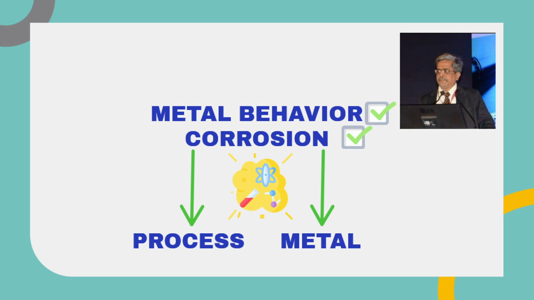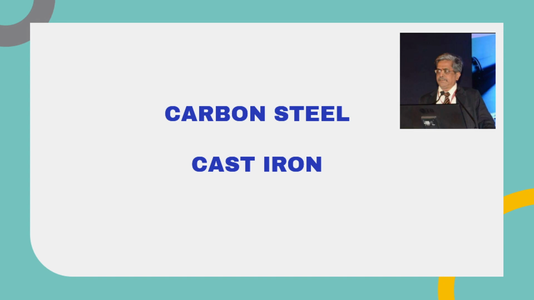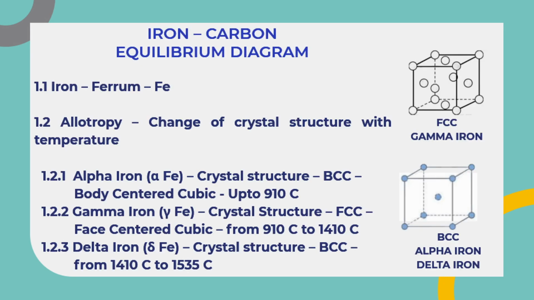Today I will discuss carbon steel and cast iron. In that process I will discuss the iron carbon diagram. Before I go into further details of the iron carbon diagram, I need to explain a few basic terms. Steel, in which carbon mainly controls the mechanical properties, is called carbon steel. Now carbon steel can have carbon up to 2% by weight. If it has carbon more than 2%, it is called cast iron.